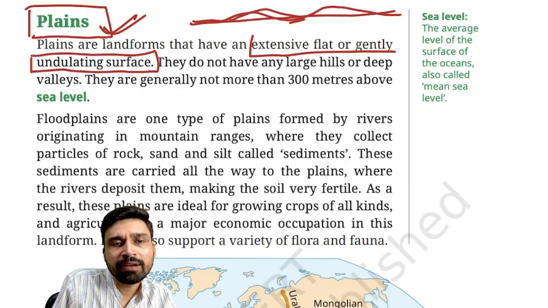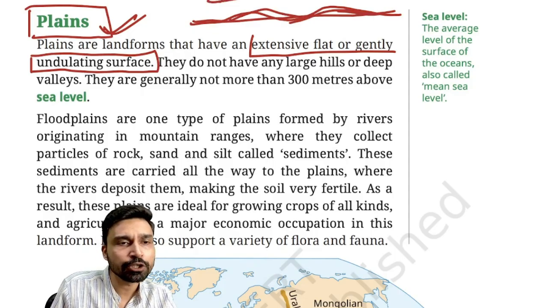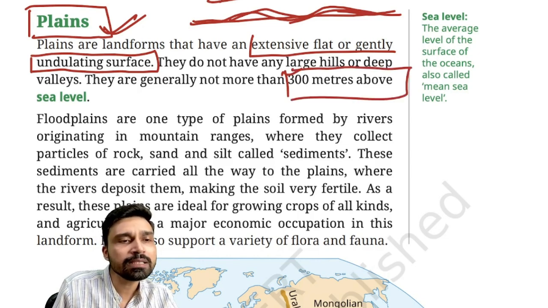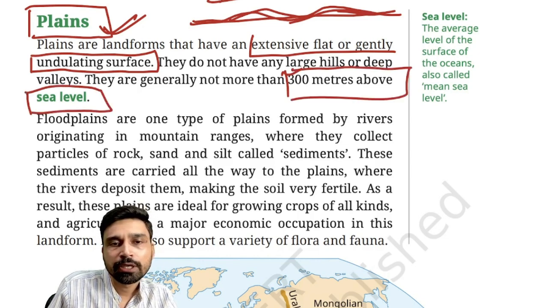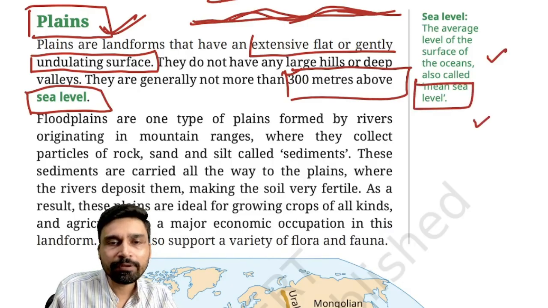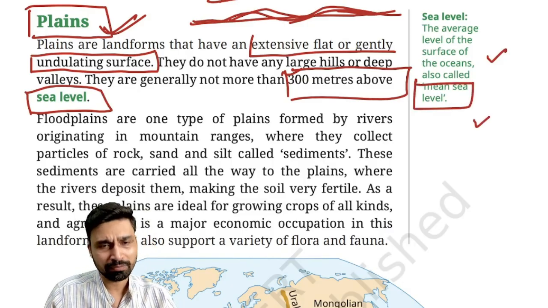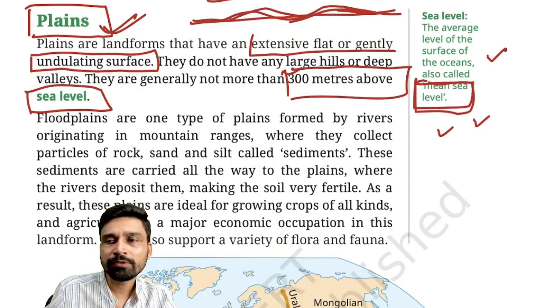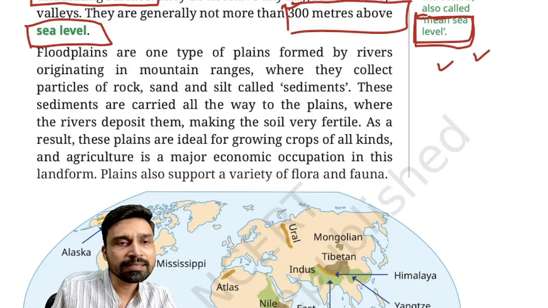You have very slight variation in the elevation, and overall most of the time they are kind of flattish in nature. They do not have any large hills or deep valleys, and most of the time they are not more than 300 meters above sea level. Keep this in mind. The average level of the surface of the ocean is what we call mean sea level, and every height that we measure on the continents or everywhere on the earth is measured with reference to this mean sea level. So most of the time plains are generally up to 300 meters above sea level.